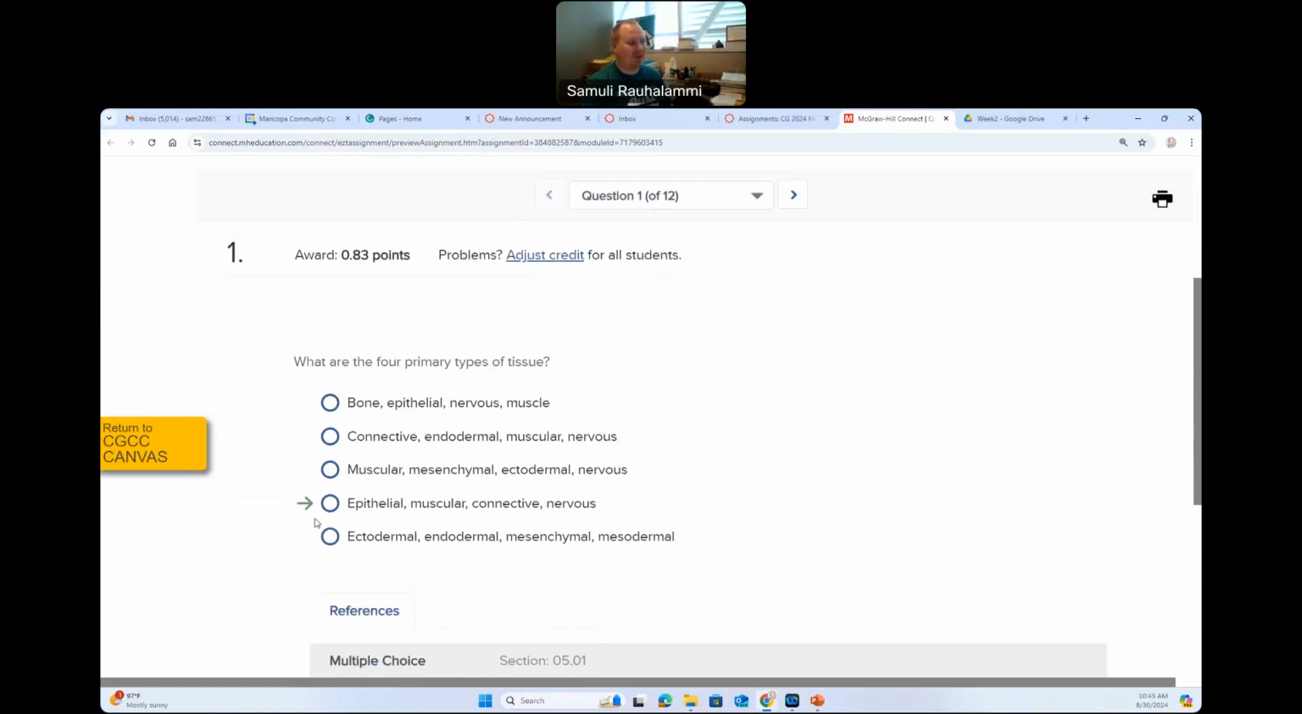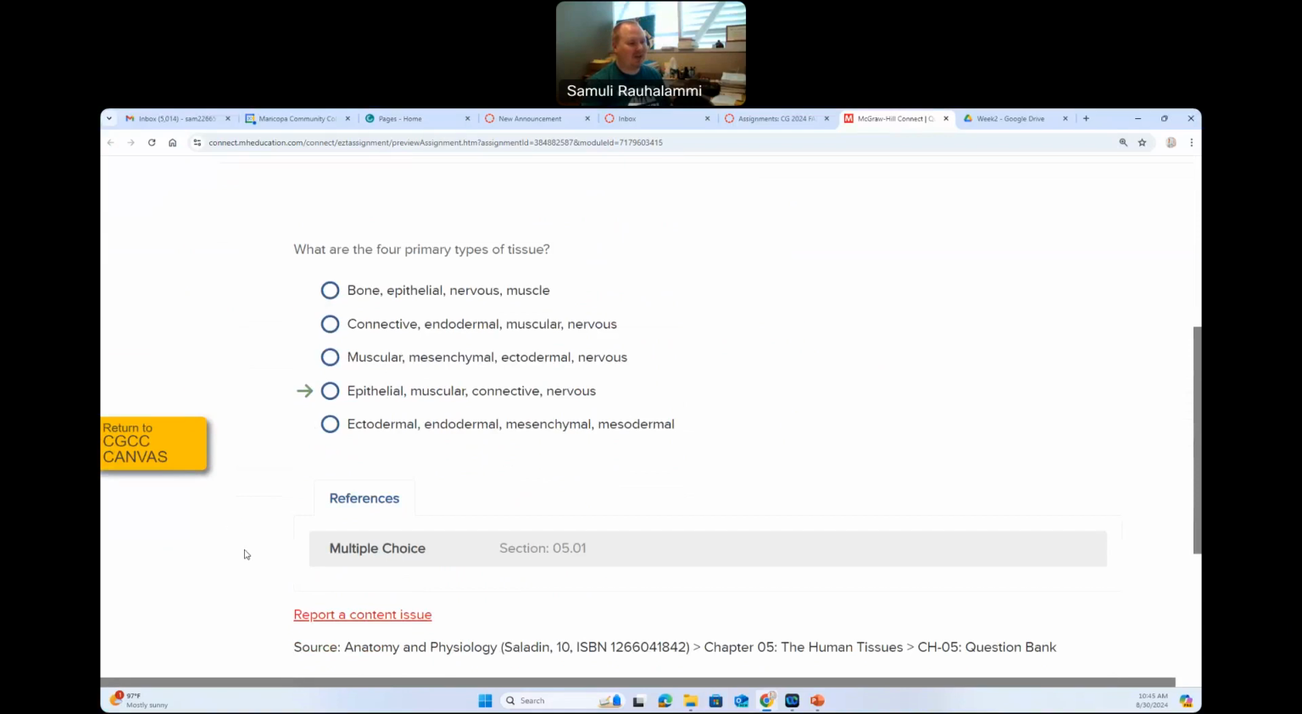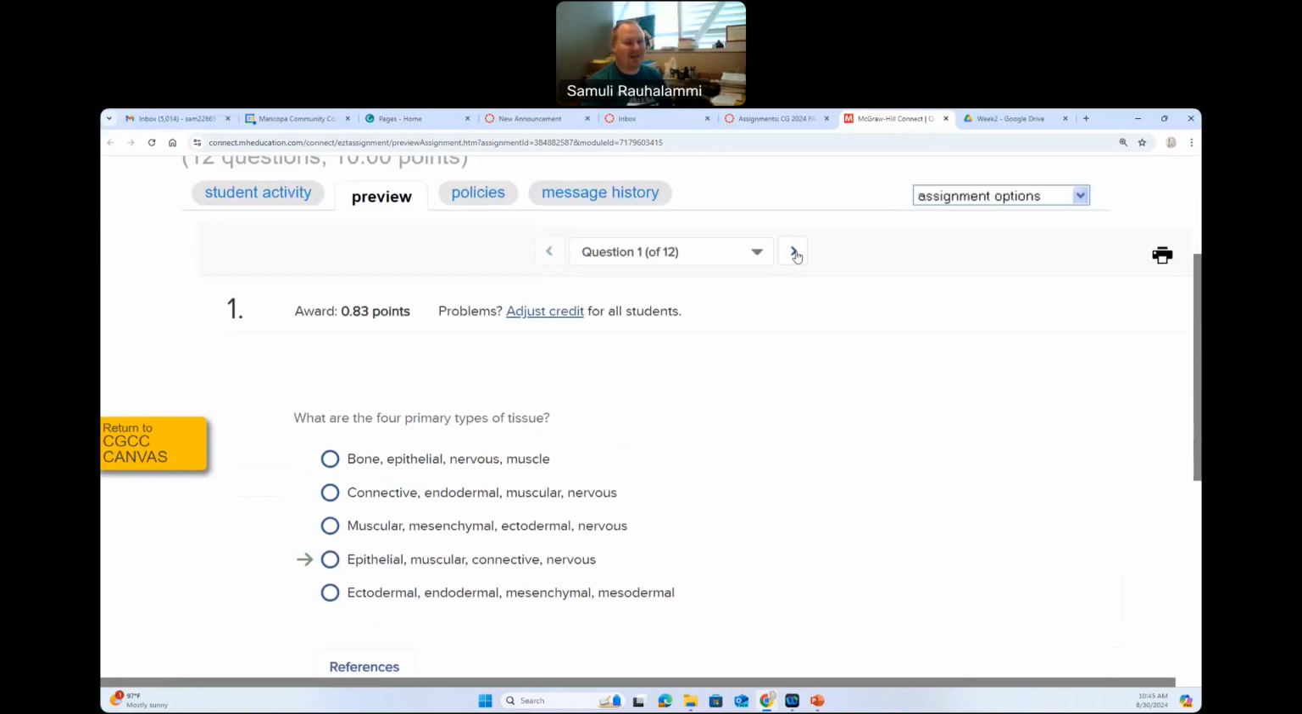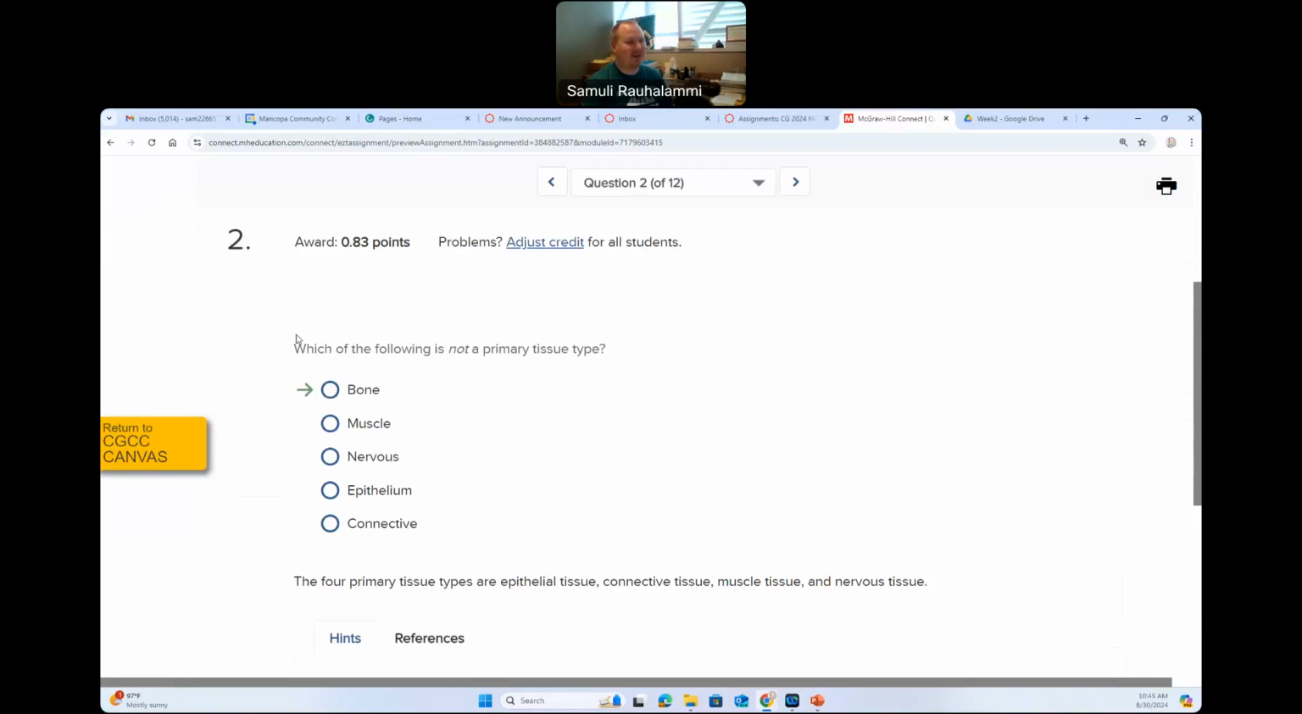The first question would be multiple choice. You're choosing which are the 4 primary tissue types in the body. And what we're going to see is that they were, of course, epithelial, muscular, connective, and nervous tissues. So rather easy, a nice warm-up question on the quiz. We're being asked what is not a primary tissue type. So bone is a type of connective tissue, but bone itself is not a primary tissue.